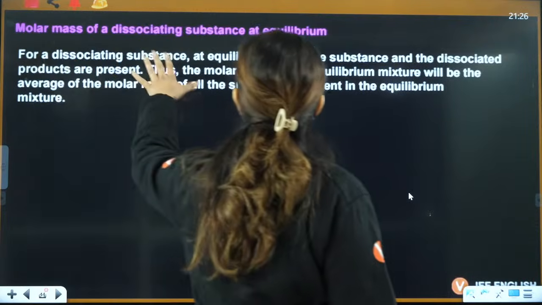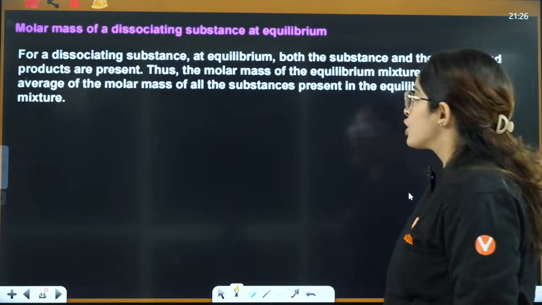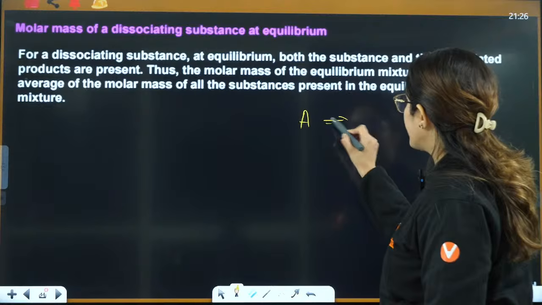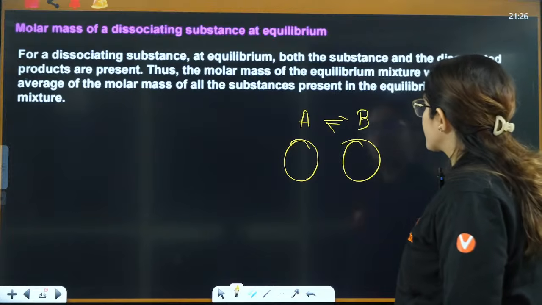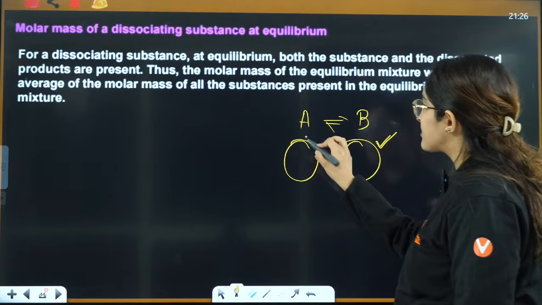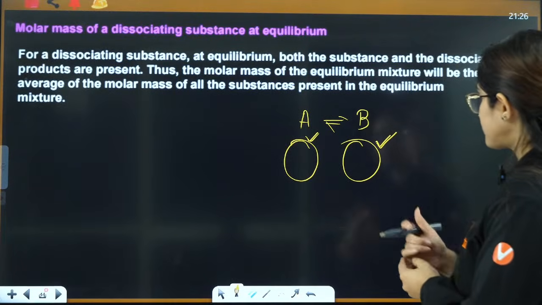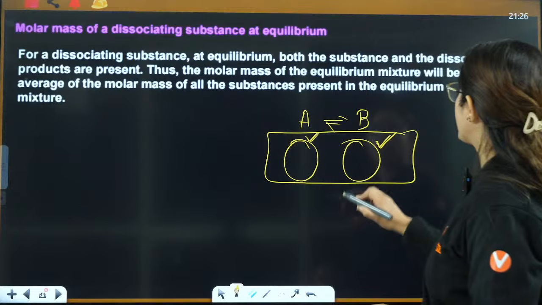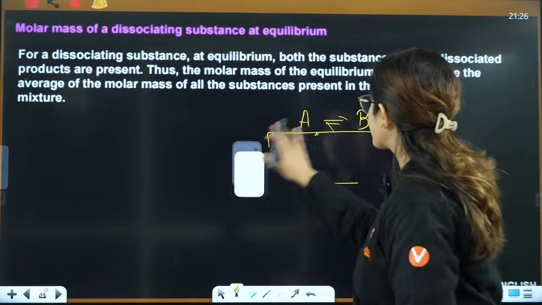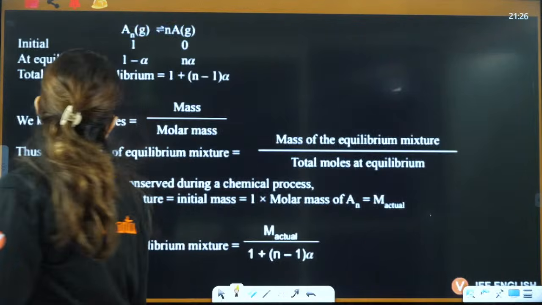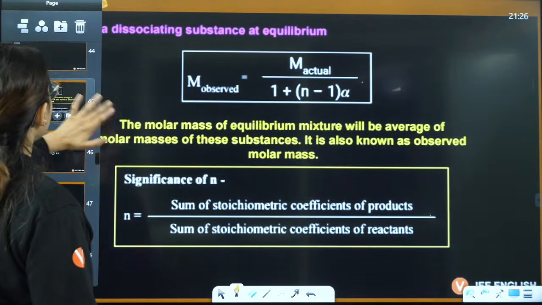For a dissociating substance at equilibrium, both the substance and the dissociated product are present. So at equilibrium, if let's say A is getting dissociated to B, this is also present, this is also present. So this is the dissociating substance, this is the dissociated substance, both are present. The molar mass of this equilibrium mixture is equal to the average molar mass of the substances. So if they ask you what is the molar mass here, instead of doing all this derivation, directly remember this.